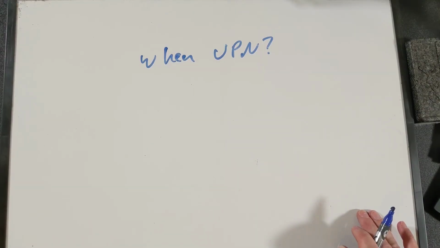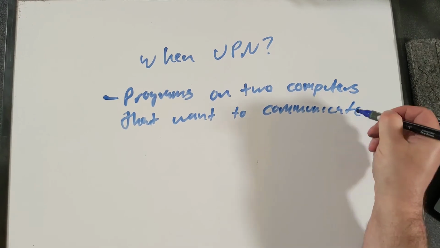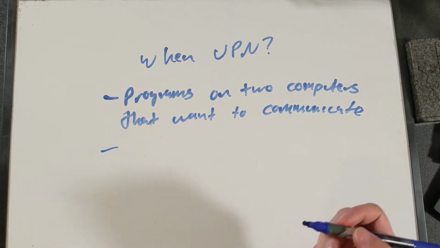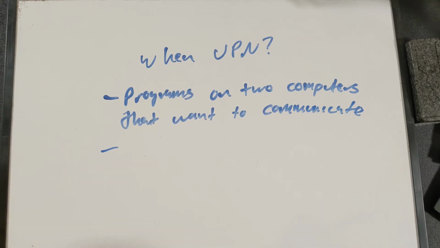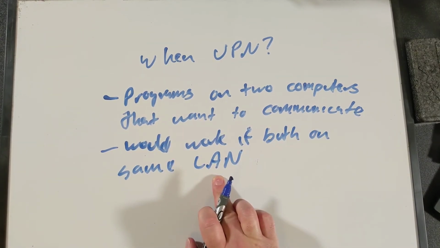When do we need a VPN? The first thing that we need is we have programs running on two computers that want to communicate with each other. The second thing that we need is that for whatever reason, those programs would work perfectly if we were hooked up to the same LAN. LAN is local area network, and the simplest version of that is two computers plugged into the same switch or plugged into the same router.